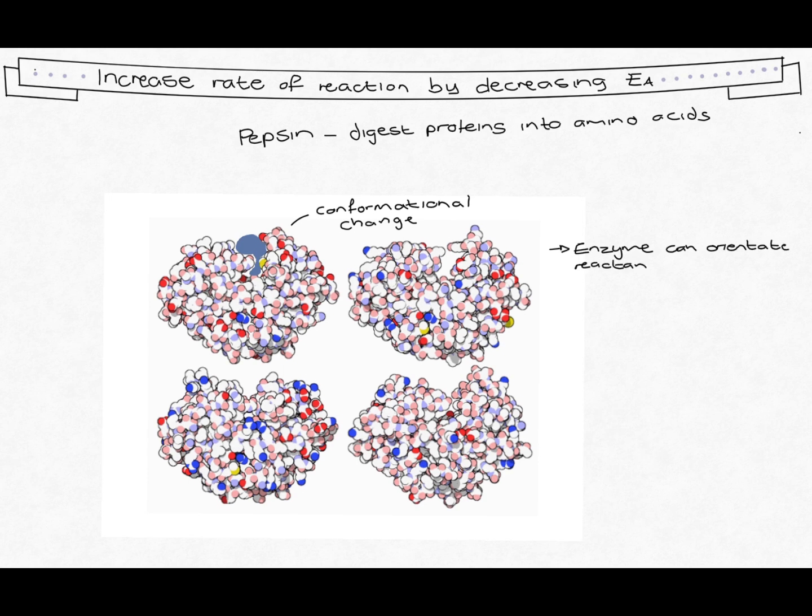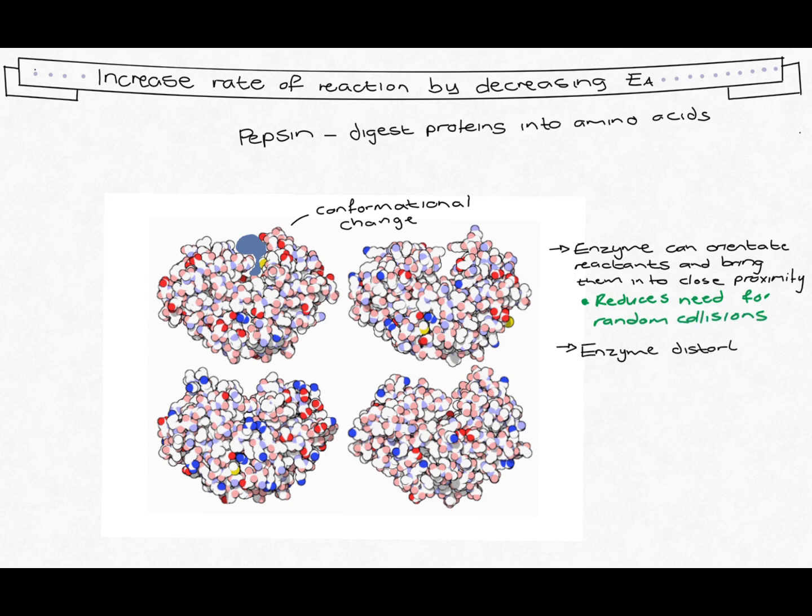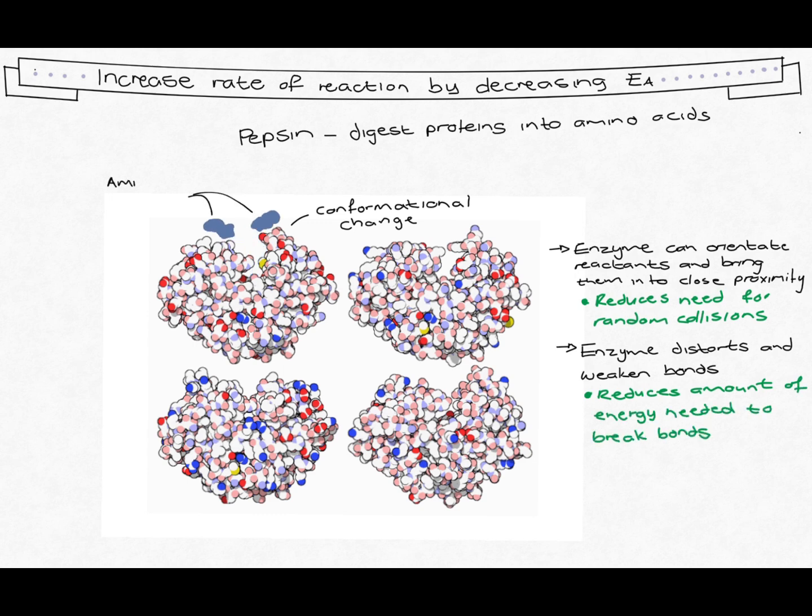The enzyme is then able to orientate the reactants and bring them into close proximity. This reduces the need for multiple and random collisions. The enzyme is also able to distort and weaken the bonds, which lowers the energy needed for the reaction to occur. In other words, it lowers the activation energy. Our substrate will then leave the enzyme as products. In this case, amino acids will be released.